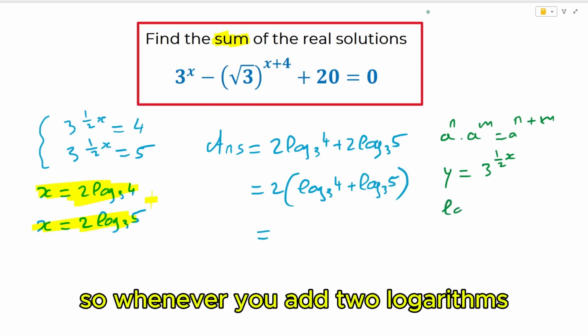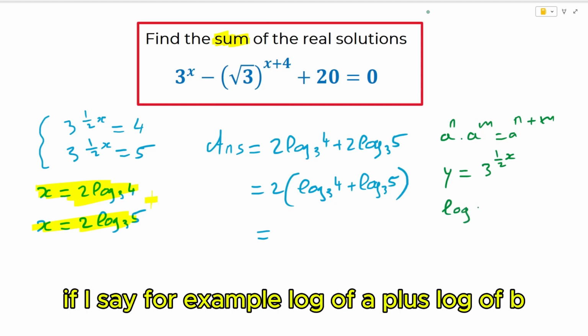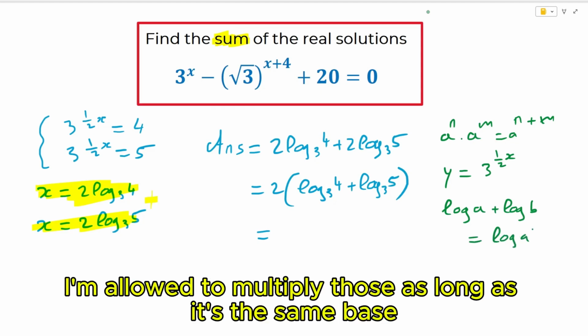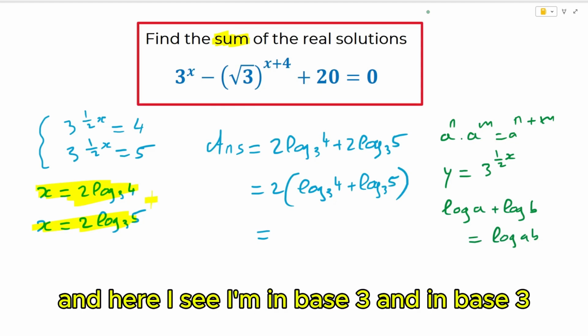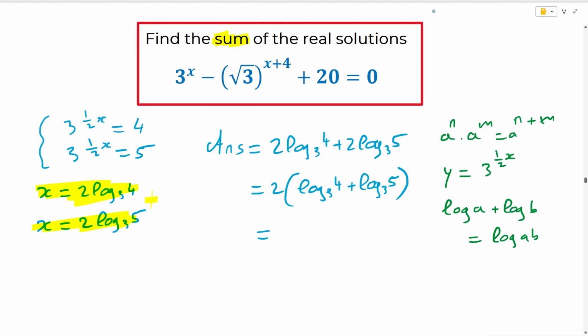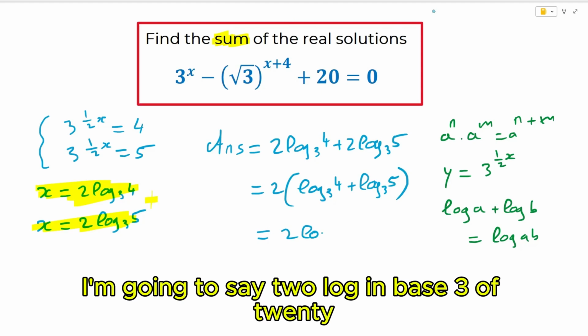So whenever you add two logarithms, if I say, for example, log of a plus log of b, well, I'm allowed to say that's log of AB. I'm allowed to multiply those as long as it's the same base. And here I see I'm in base 3 and in base 3, so I'm allowed to say that this is log of 4 times 5, which is log 20. And so I'm going to do that. I'm going to say 2 log in base 3 of 20.